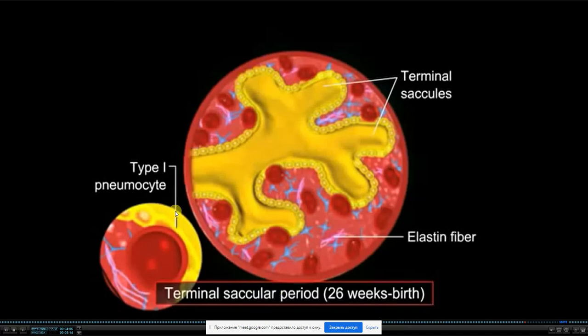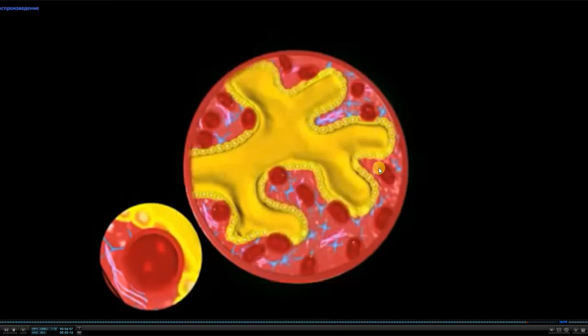Acini are formed, and in this saccular period two types of cells form: type 1 pneumocytes and type 2 pneumocytes. First of all, type 2 pneumocytes form because they are the cuboidal cells of the alveoli, along with Clara cells. Then we have type 1 pneumocytes, which later form the simple squamous epithelium of the alveoli.